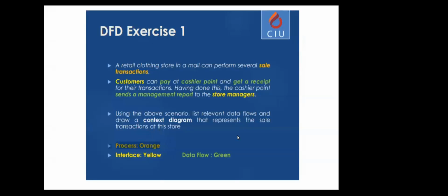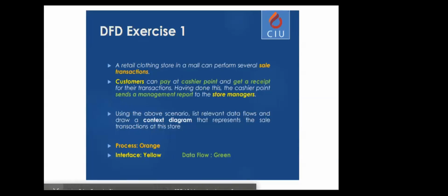There is a transaction going on, and the transaction affects customers and the cashier point. The customer interacts with the cashier point to perform the transaction. And because of this, some data happens, such as they can pay, they can get a receipt, they can send a management report. So when you look at this, the store managers and the customer themselves are external entities, which are indicated as yellow. The process itself is the sale transaction, and all the actions that the customer performs are basically listed in green as the data flow.